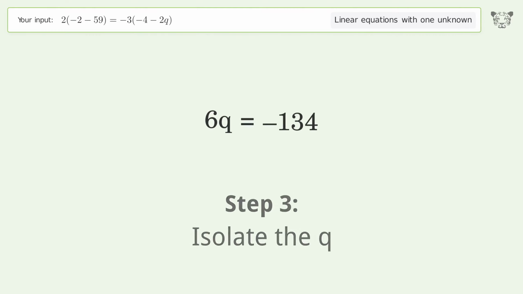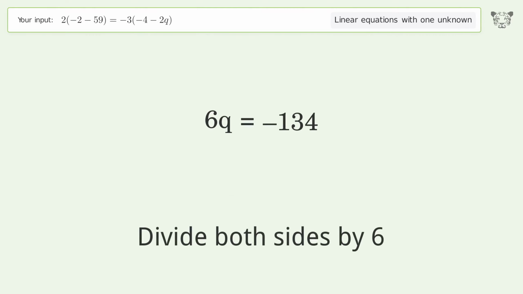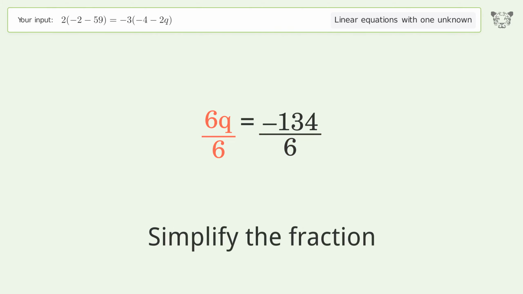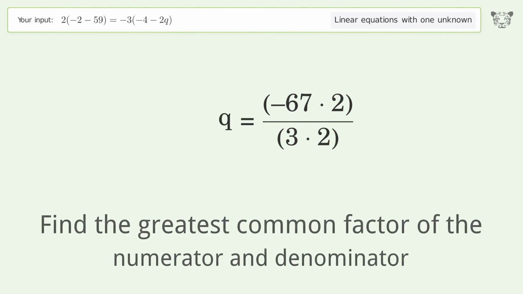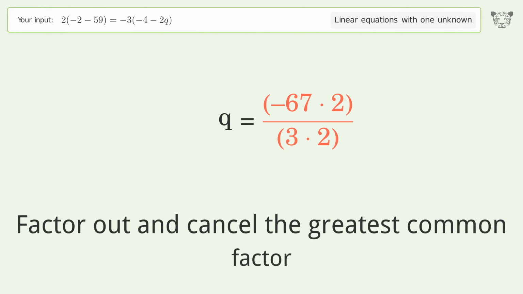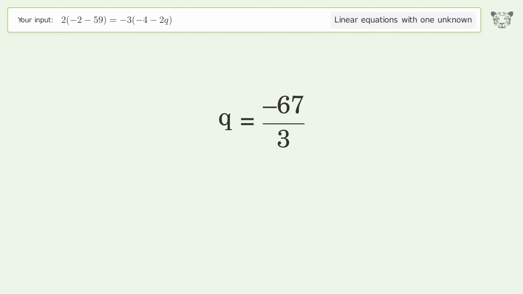Isolate the q. Divide both sides by 6. Simplify the fraction. Find the greatest common factor of the numerator and denominator. Factor out and cancel the greatest common factor. And so the final result is q equals -67/3.